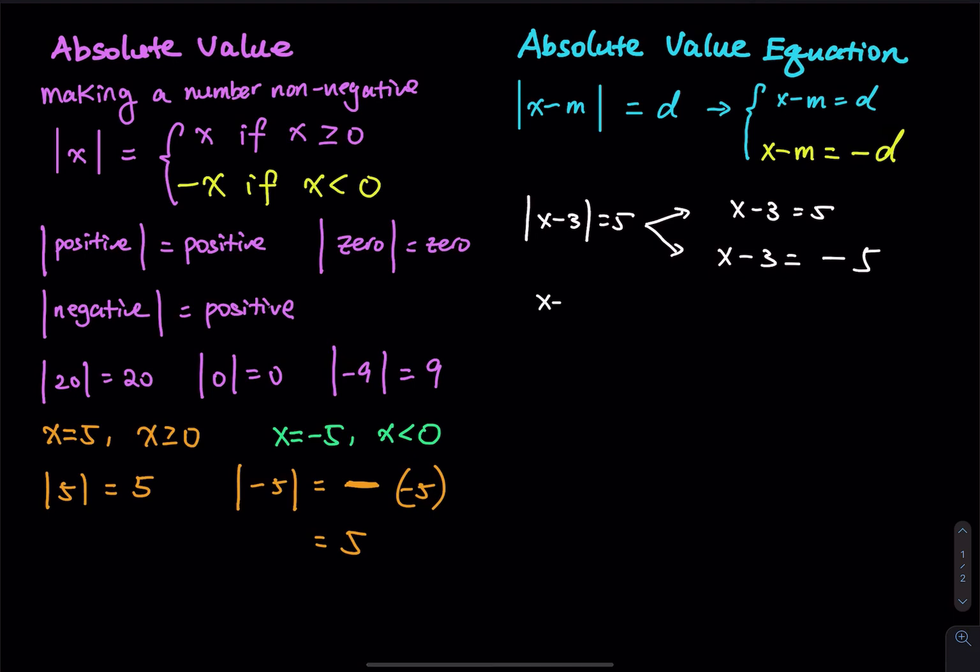So x minus 3 equals 5. So that is x equals 5 plus 3, right? So you move the minus to the other side. The minus becomes a plus. 5 plus 3 is equal to 8. x minus 3 equals negative 5. So x is equal to negative 5 plus 3. That is equal to negative 2.